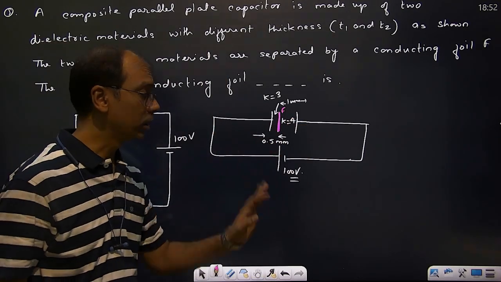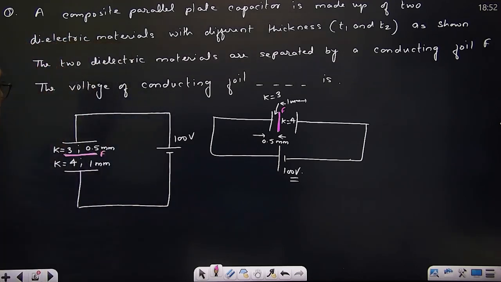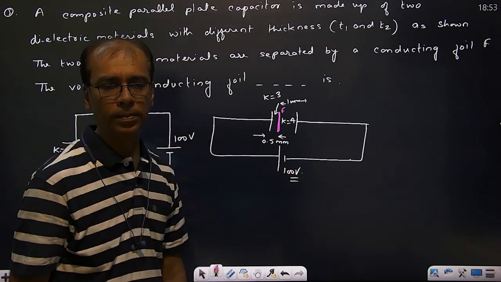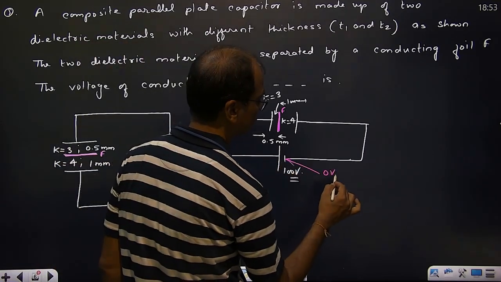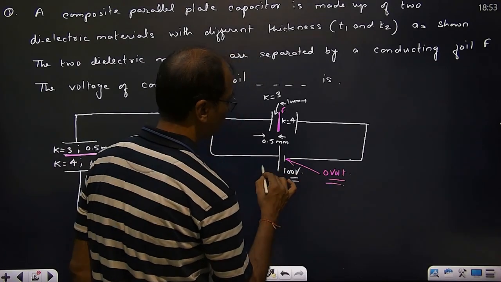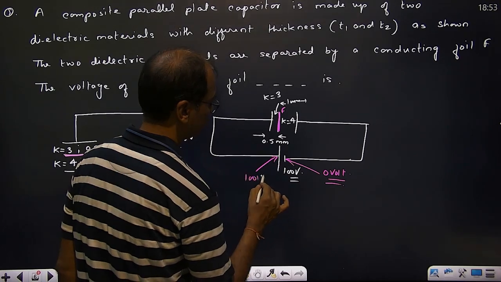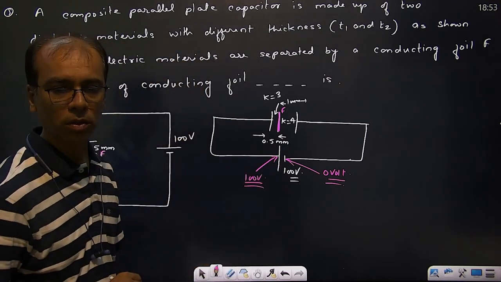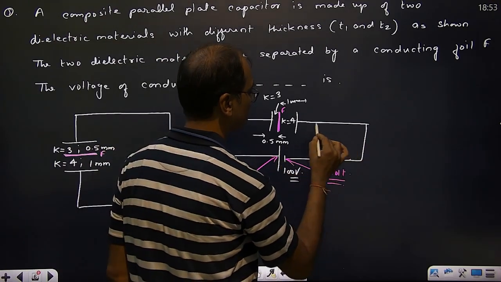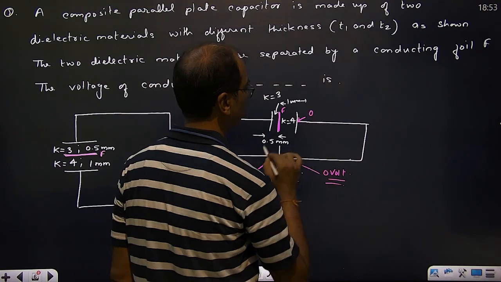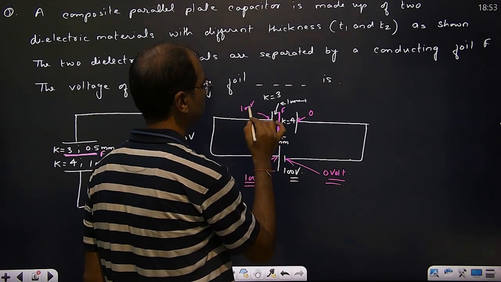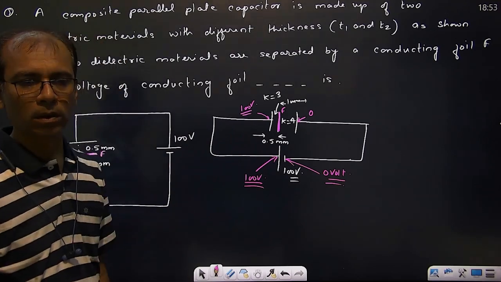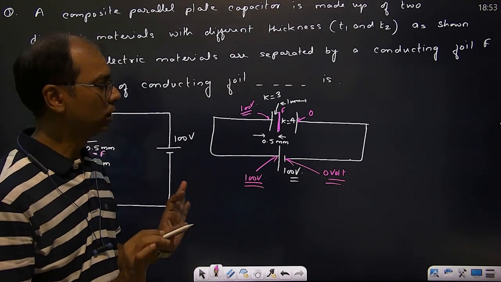Now how much is potential here we have to find. Now see, battery here is 100 volt. What I am assuming, suppose here is 0 volt. If here is 0 volt, that means here is 100 volt. This is 0, so that means here also 0 volt. And here is 100 volt, remember. Just leave it for the time being. This 0 and 100, just leave it.